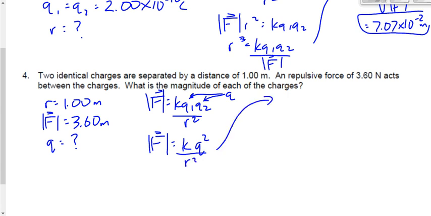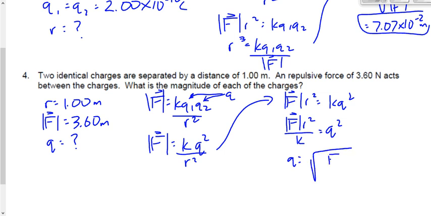Now I'm going to rearrange this to solve for Q squared. F times R squared. How does the K go over? Dividing, yeah. F times R squared over K equals Q squared. And then what am I going to do to find Q? We square root it. Now you've got to be careful here.